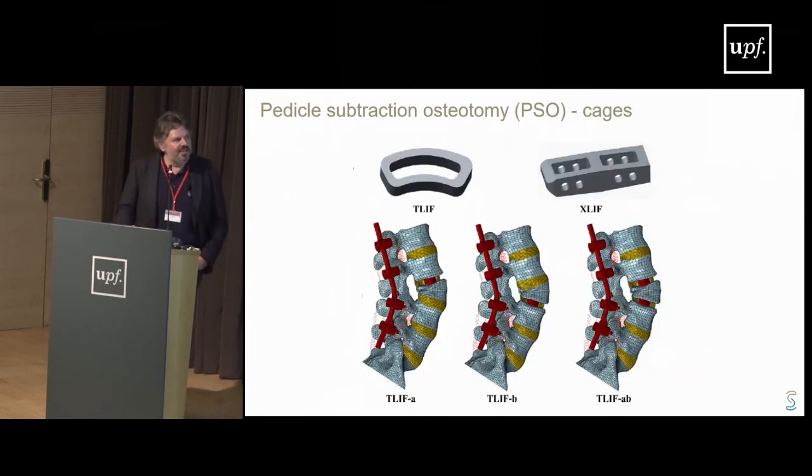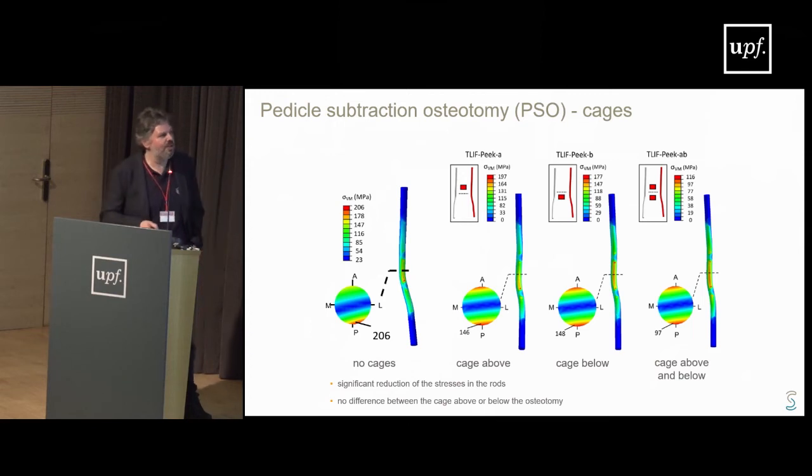Another idea that we investigated is using cages together with rod fixation. The idea is quite simple. If we put a cage above or below, or above and below the osteotomy, we make the anterior spine stiffer. And making it stiffer, we shift the load from the posterior to the anterior direction. Shifting the load anteriorly, we decrease the load in the posterior direction. That's the hypothesis, that we should decrease the stresses that we have in the rods. Does it work? Yes. With no cages, we are around 200 megapascals, with one cage 150, with 2 cages 100. So yeah, using cages is effective.